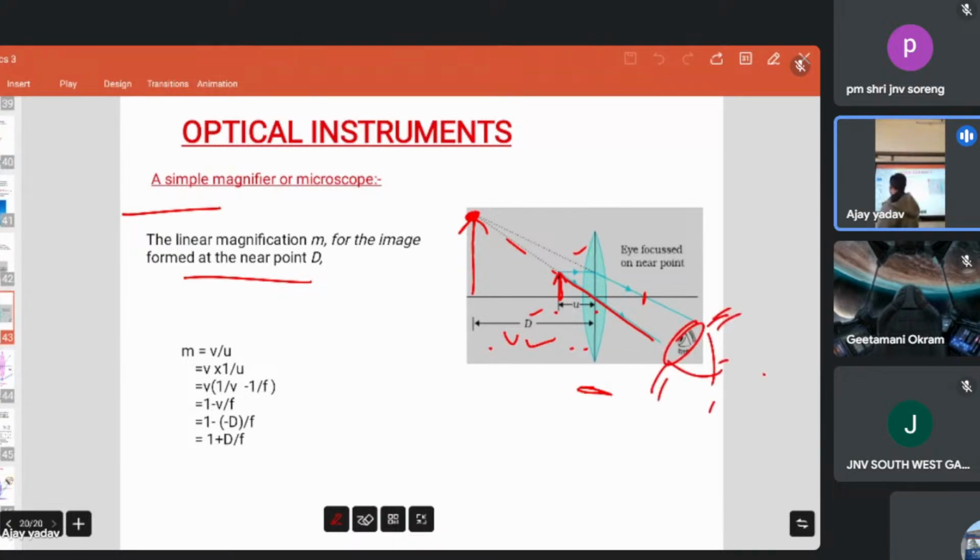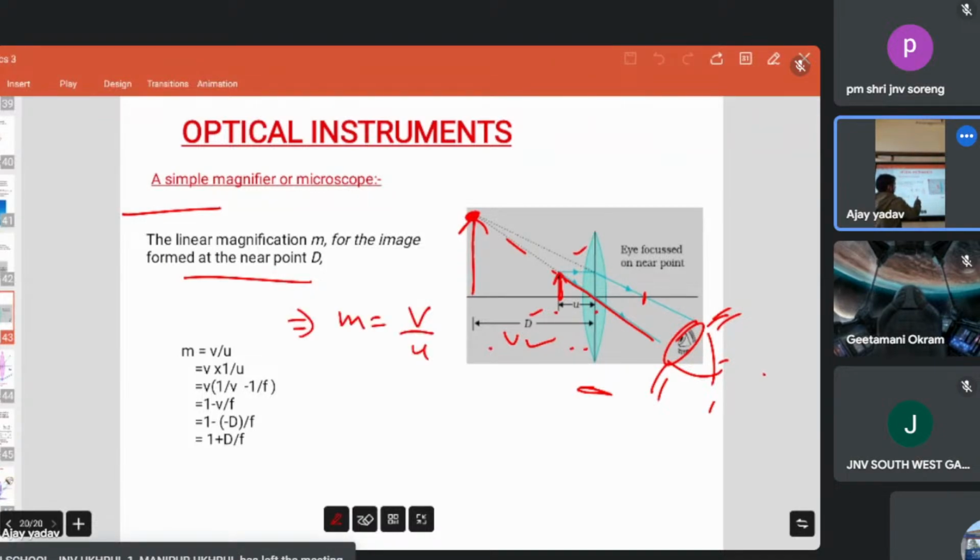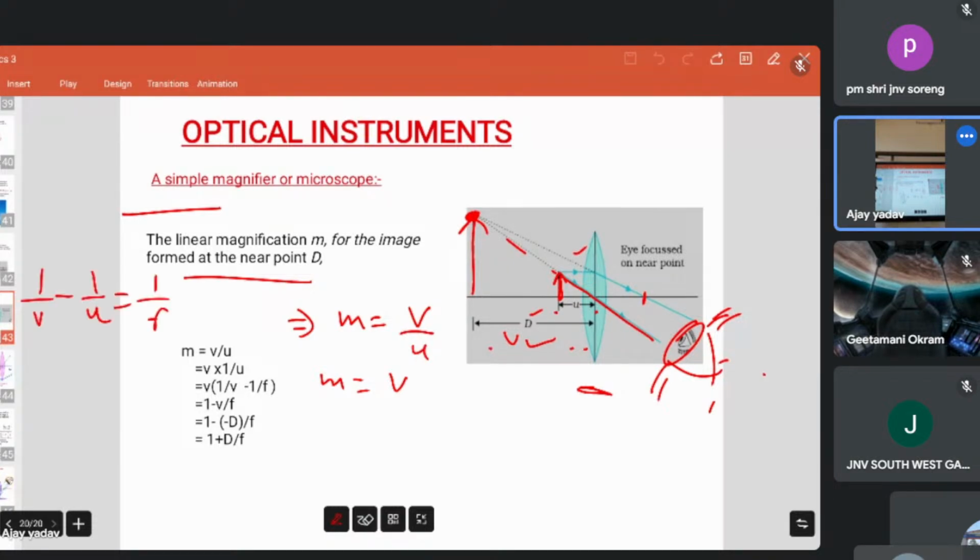So we have to calculate the magnification or magnifying power. What is the formula of magnification? V by U. We can write it as V as it is, so what remains? 1 by U. From the lens formula. What is the lens formula? 1 by V minus 1 by U equal to 1 by F. So from here, 1 by U equal to 1 by V minus 1 by F.